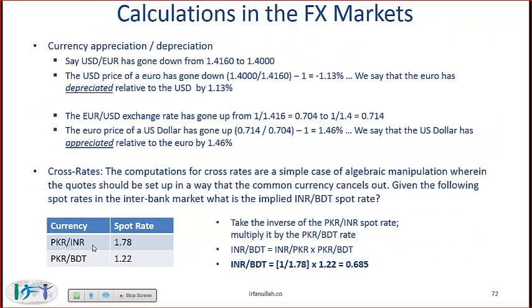Some quick calculations. Let's say that you have the USD-Euro pair and that is quoted at 1.4160 and then goes down to 1.4. When the number goes down, that means that the base currency has depreciated. If the base currency has depreciated, that means that the price currency has appreciated. So remember, up and down is with reference to the base currency.